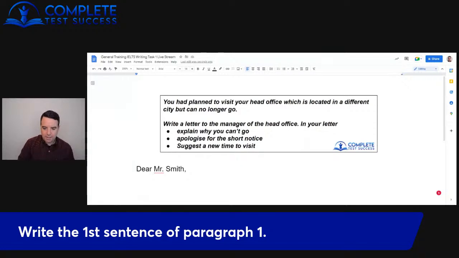And I always want the first sentence to respond directly to the prompt. If you talk more generally about the topic, you're not really doing what you need to do. So for general training, I want a direct response to the first prompt. So in this case, explain why you can't go. The explanation, the exact reason, should be in the first sentence of paragraph 1. Not saying you cannot go. That's not enough. Just saying you cannot go is not enough. I want you to explain the exact reason why you cannot go in the first sentence. So please go ahead and write the first sentence of paragraph 1, and I'll continue giving everyone else feedback.